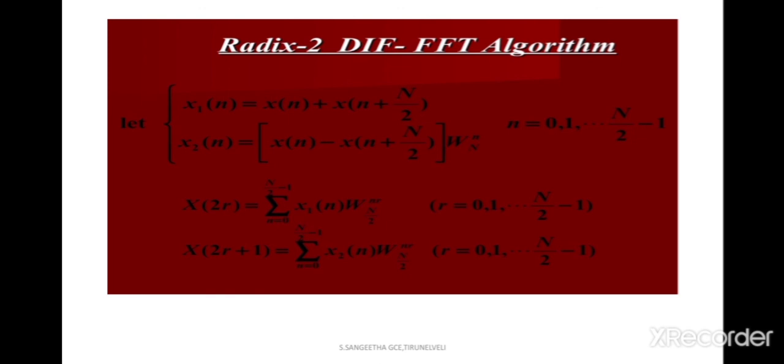Next we have x of 2r equal to the summation of n equals 0 to N/2 minus 1 of x1 of n W_{N/2} power nr. Similarly, for x of 2r plus 1, we have the summation of n equals 0 to N/2 minus 1 of x2 of n W_{N/2} power nr.